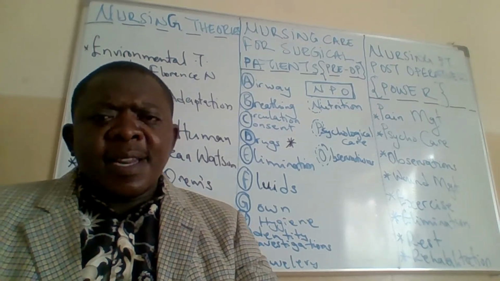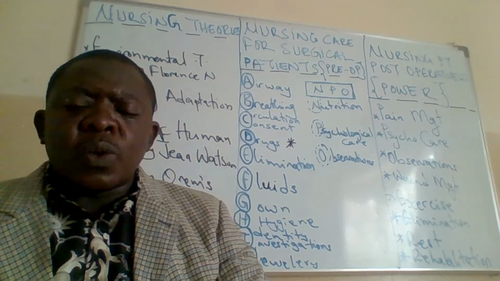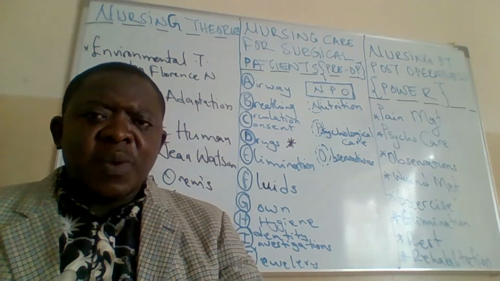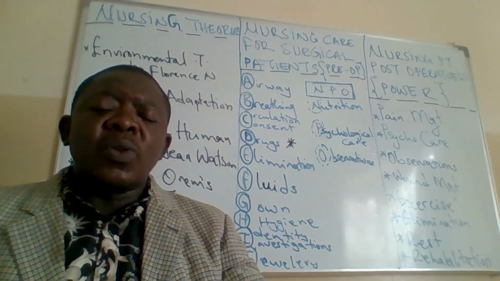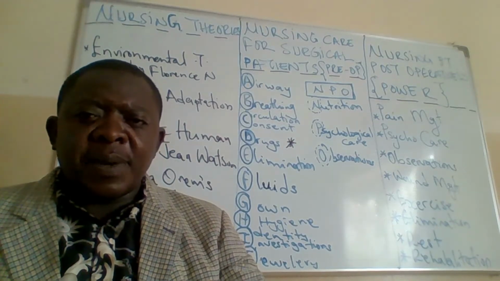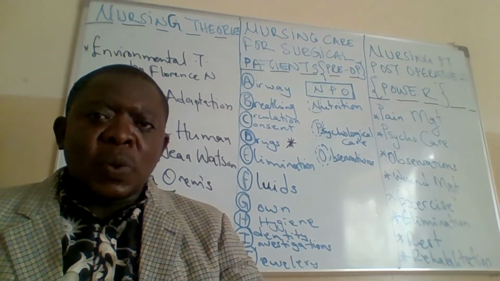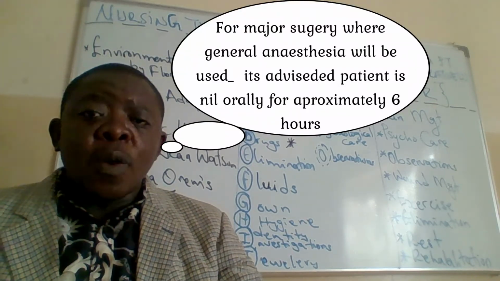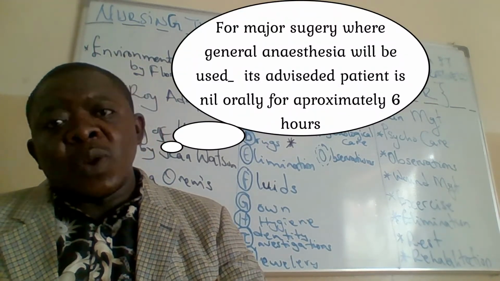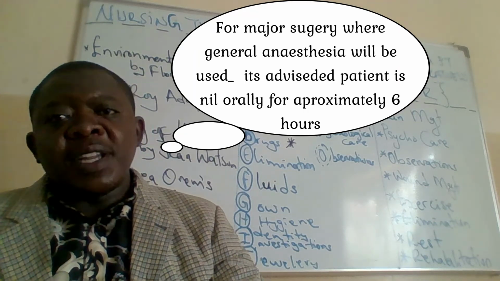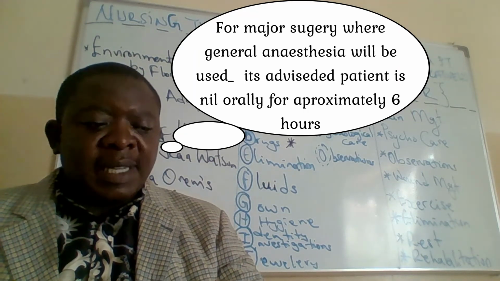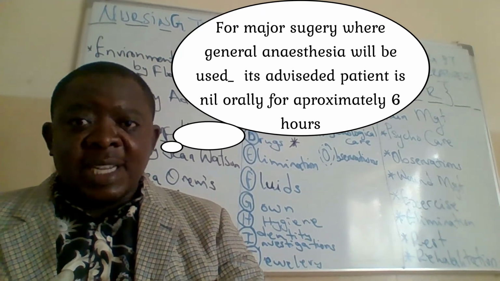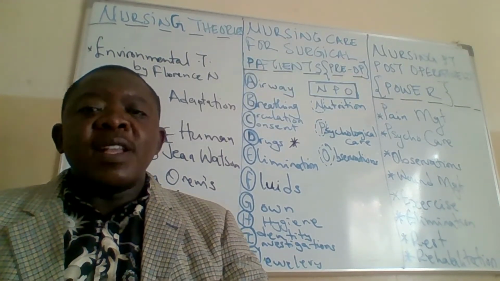Okay, then we move on to NPO. That is nutrition-wise. If the patient is not well nourished for certain procedures, the patient might be told to gain some weight, or if the patient is too obese, they may be told to lose some weight. So the nutrition part needs to be taken care of so that we avoid complications. Okay. Then psychological care.